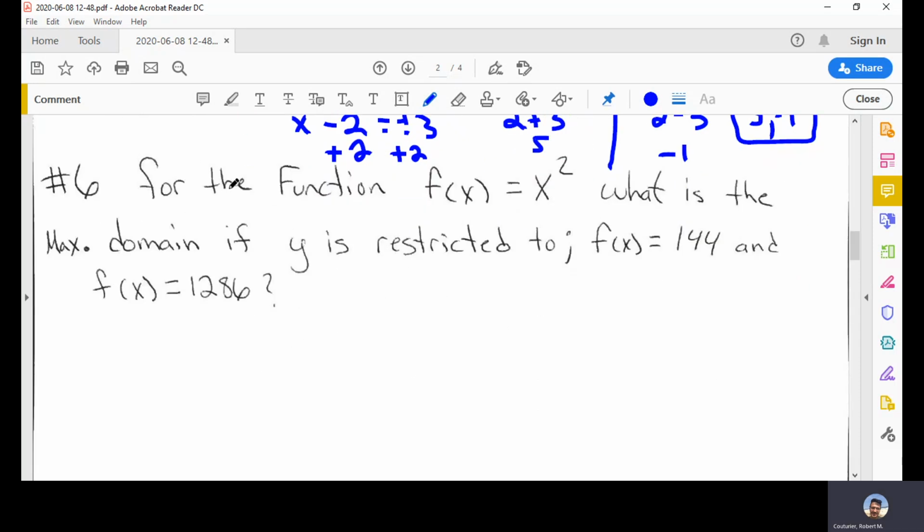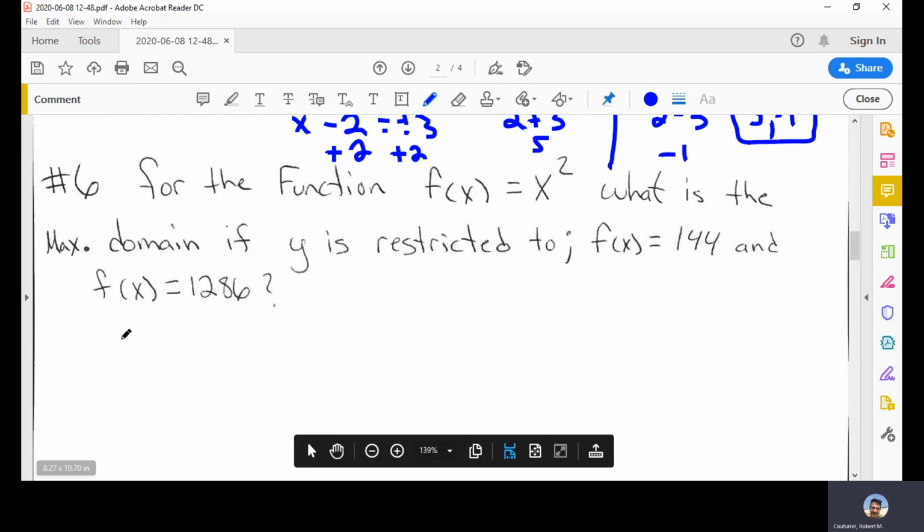Number 6 says the function f of x equals x squared. What is the maximum domain if y is restricted to f of x equals 144 and f of x equals 1286? All right, this is confusing. This is ridiculous that they might be able to ask this, but they can. So if you recall, here's the parent function again of a quadratic function.